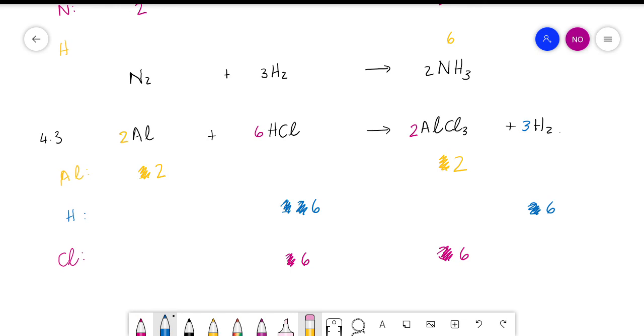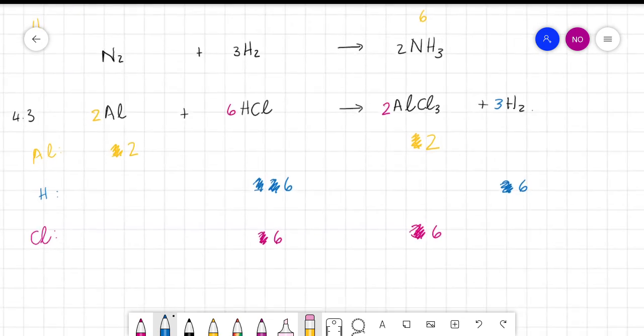Okay, and let's just check the chlorines as well. How many chlorines do I have in my reactants? I do have 6. And how many do I have in my products? Also 6, right? Because each of the molecules, each of the little boxes has 3 chlorines in it. And I've got 2 of those boxes. So how many do I have in total? 6. So this one is done.